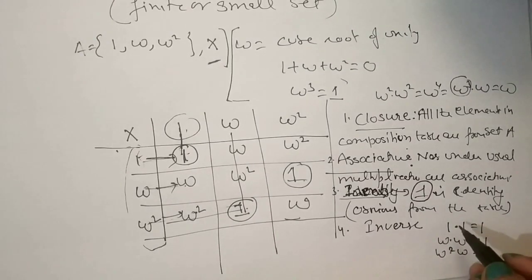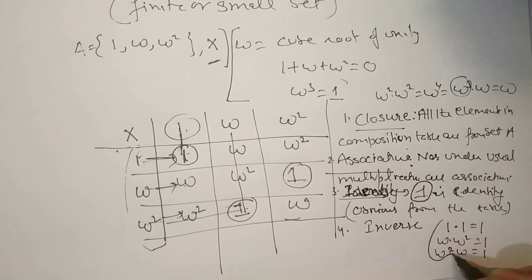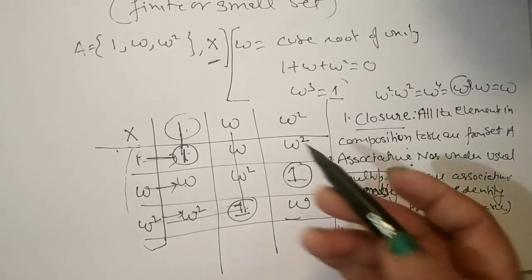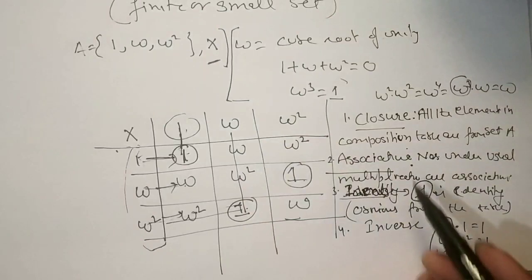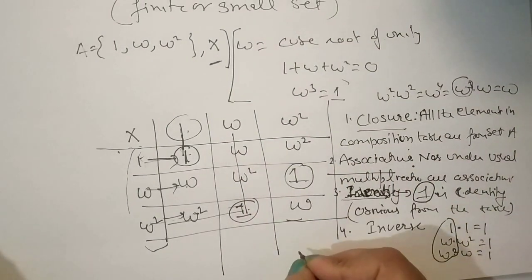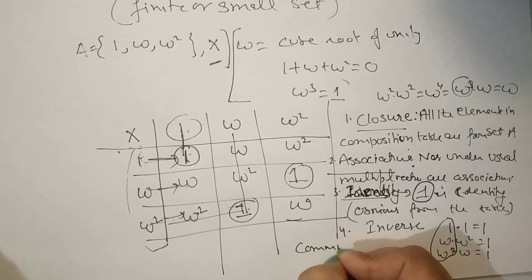So what element, when operated with any element, gives us the identity? The inverse of 1 is 1. The inverse of omega is omega square, and the inverse of omega square is omega. So we get the inverse of all three elements, 1, omega, omega square, and all the inverses are also from the same set. So all the properties are true. Now we have proved all the group properties, except the commutative property.